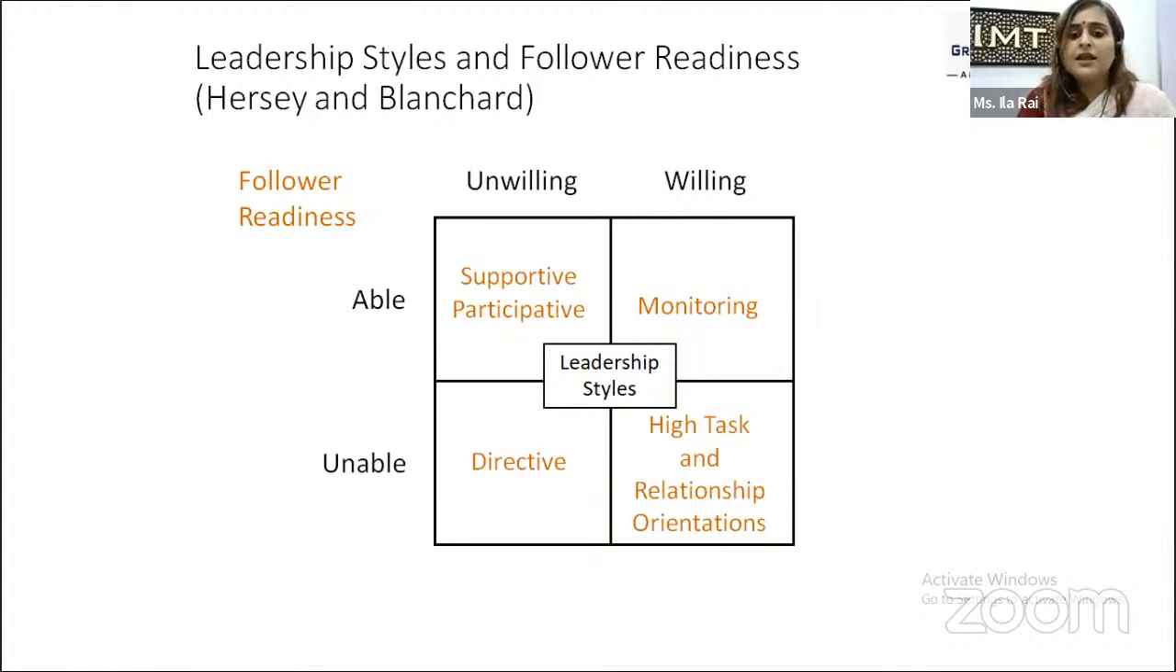That means the leader should supportively, participatively nudge the follower to accept the situation and perform the required task. If the follower is able to perform the task and also willing to perform the task, then the leadership style is monitoring. This means that the leader does not have to do a lot of work. He only has to monitor whatever the follower is performing. If the follower is unable to perform the task, that means he does not have the proper knowledge to perform the task, nor is he willing to perform it, then the leadership style should be directive.